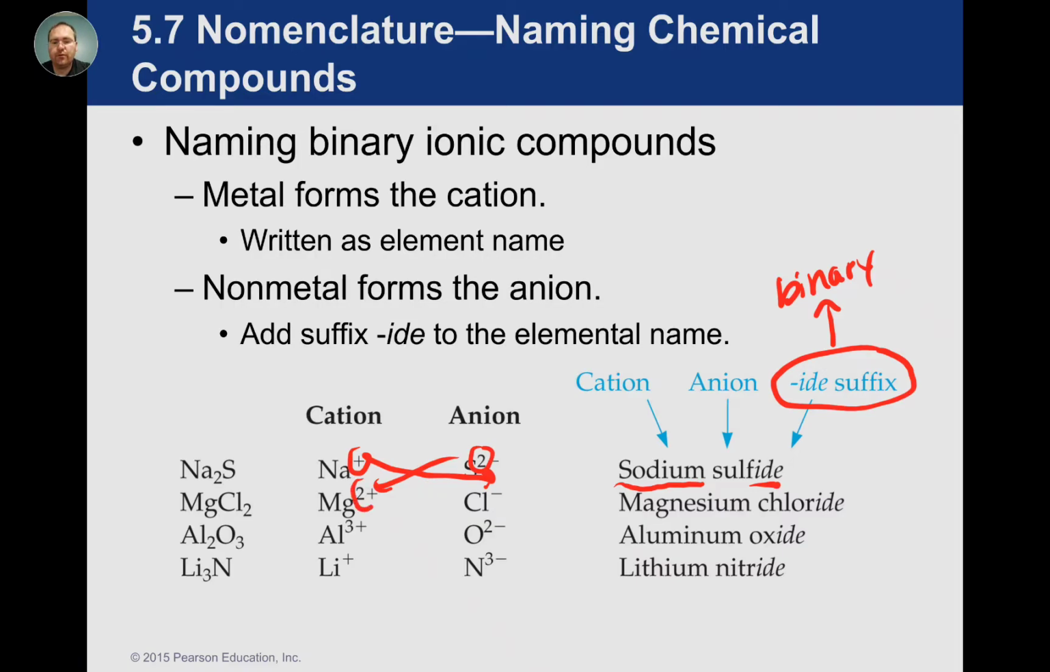Magnesium, you cross the 2, you cross the 1, you get MgCl2. But again, in the name, you just see magnesium for magnesium, and then instead of chlorine, you say chloride.